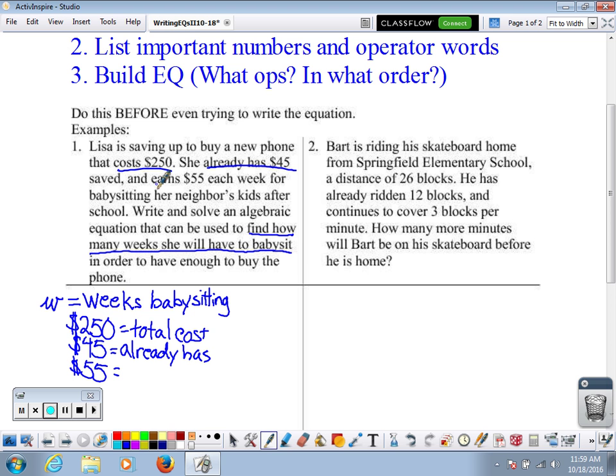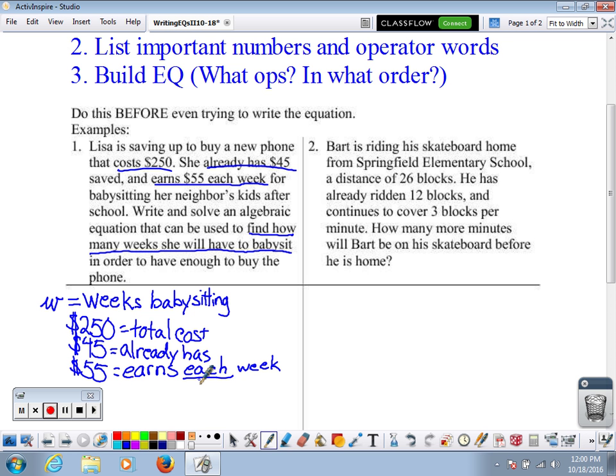And then lastly, she earns these $55 each week. So $55 is what she earns each week. Okay, and we're actually writing this stuff down. We're not just thinking it, we're actually writing this stuff down on every single one of these problems. We need to be thinking about it, and the only way I can know that you're thinking it is if you're writing it down.